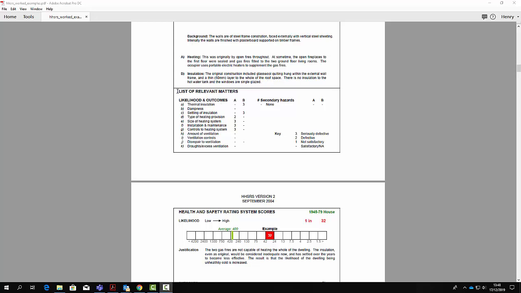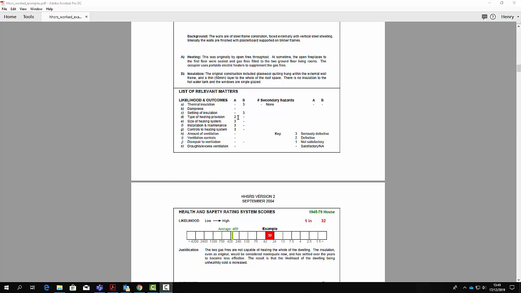So there's a list of relevant matters that affect the likelihood and harm outcome. And what it does here is it scores them 1 to 3 for each. So for thermal insulation, it's saying the level of insulation is seriously defective. It is very little insulation. For dampness, there's no relevant damp in the property. Settling of insulation, because it's old insulation, it's going to have settled quite a lot. So that's going to be a 3 again, seriously defective.